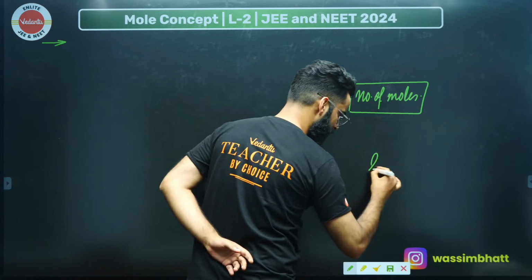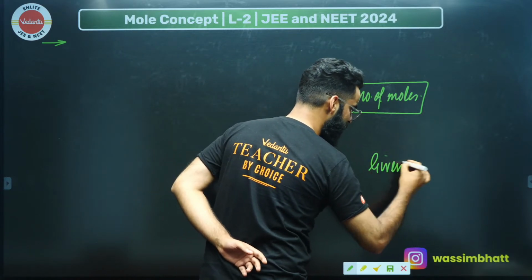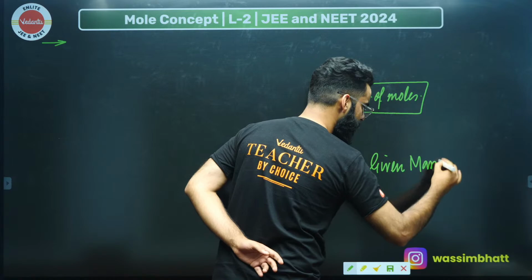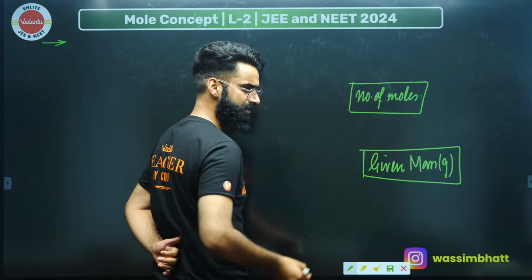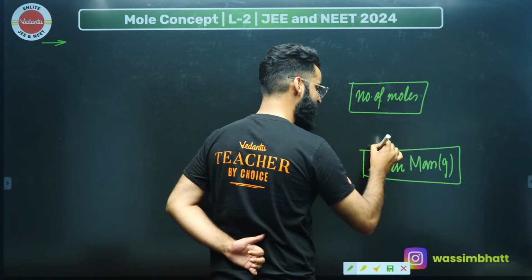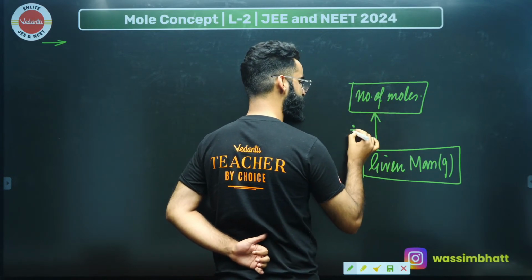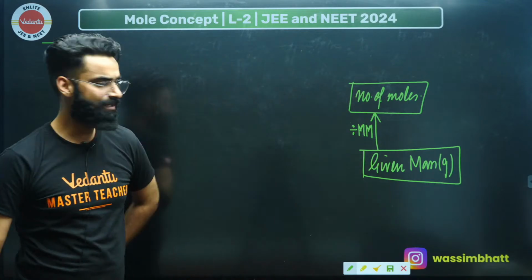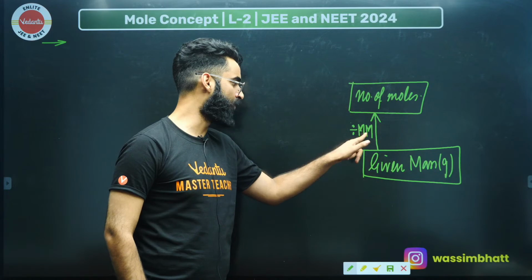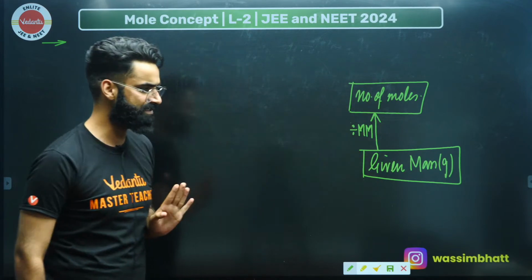Number 1, if we are given the mass of the substance in grams, we can calculate the number of moles. And how do we do that? Just divide the given mass of the substance by the molar mass of the substance. You will be getting the number of moles. As simple as that, right?